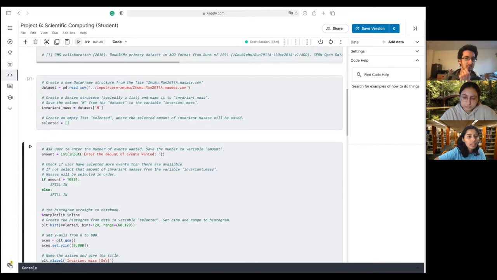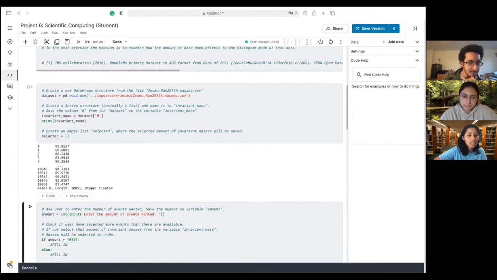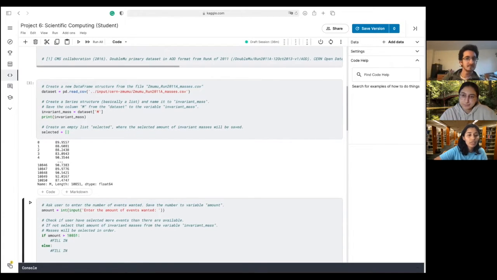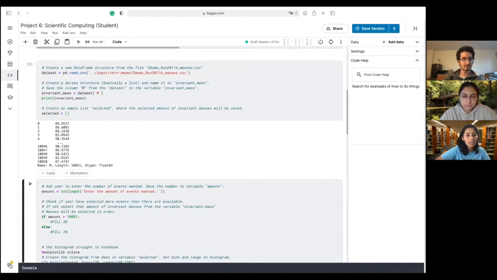If we fill that in and run this, we could also print the invariant mass just to see. Here we see the invariant mass for each of these detections, from 0 to 10850. Each of these corresponds to the number of detections and then the invariant mass.